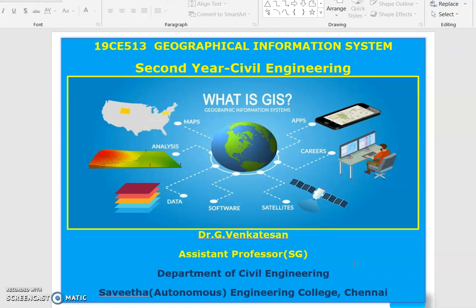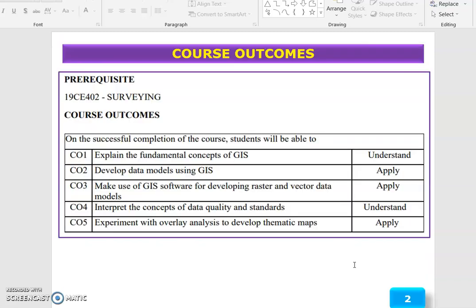In this session, we are going to discuss the basic information, an introduction about the Geographical Information System. In short form, we call it GIS. Myself, I'm Dr. G. Venkateshan, Assistant Professor, Department of Civil Engineering, Savita Engineering College, Chennai.